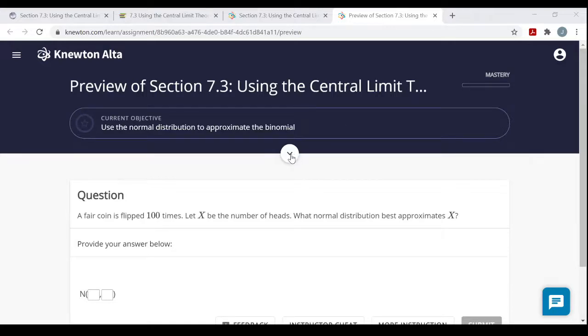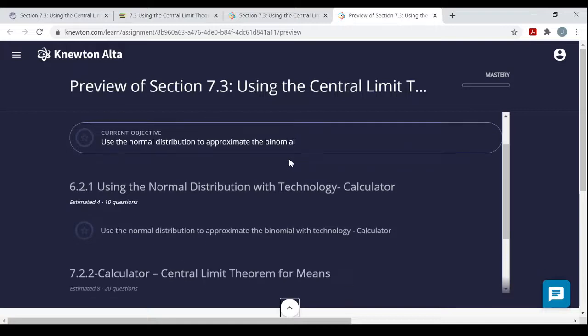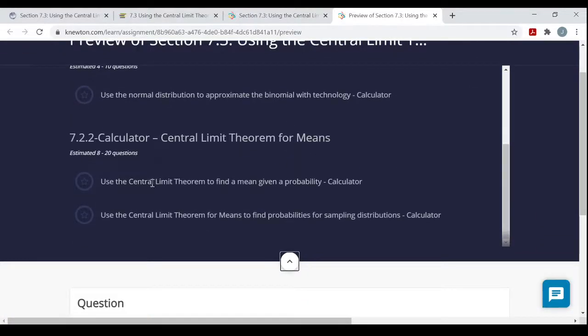Again, this homework is supposed to be related to the OpenStax book. So when you look at the objectives, there are two objectives, and I showed you how to do this in the section 7.1 video: how you can use the central limit theorem to find a mean given a probability, and use the central limit theorem for means to find probabilities, with your calculator, the TI-84 that I'm using. I did show you how to do this in the last video, so hopefully these two will be familiar.